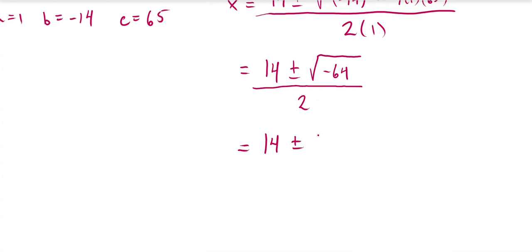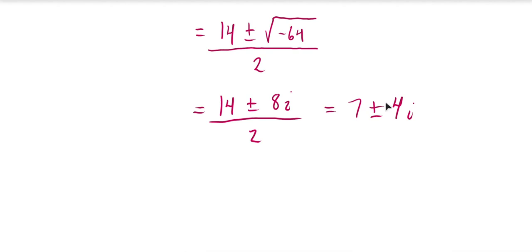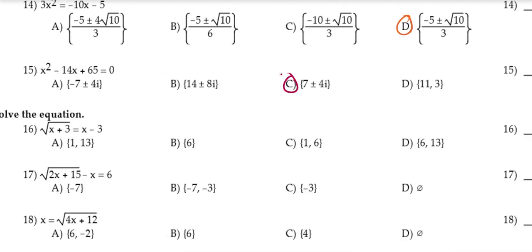So the square root of 64 is 8. So the square root of negative 64 is 8i. And this is all divided by 2. Now we really should divide that 2 in against both terms here, giving us 7 plus and minus 4i. Remember, that's two numbers, one for the plus and one for the minus. This, of course, corresponds to answer C.